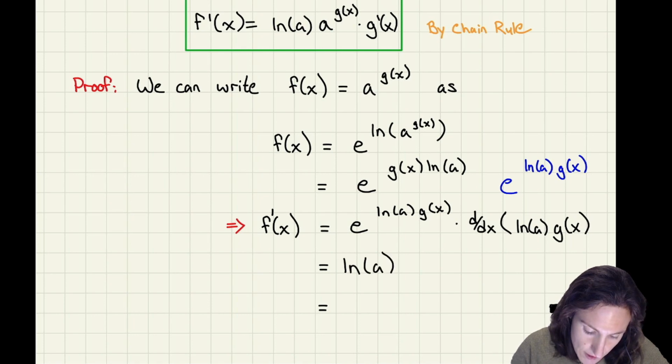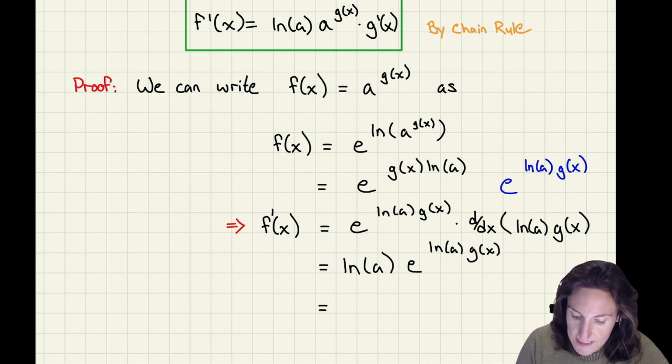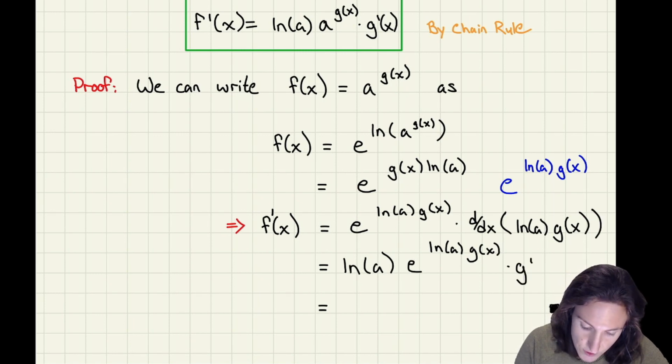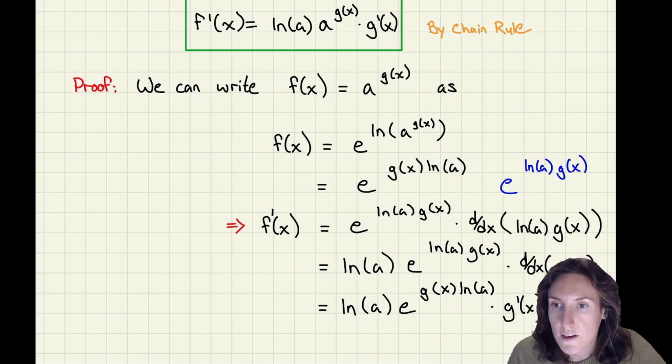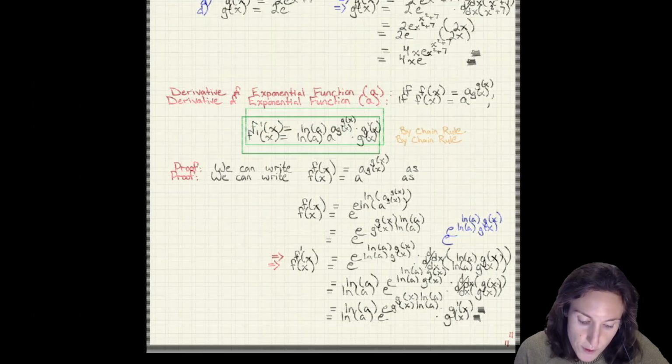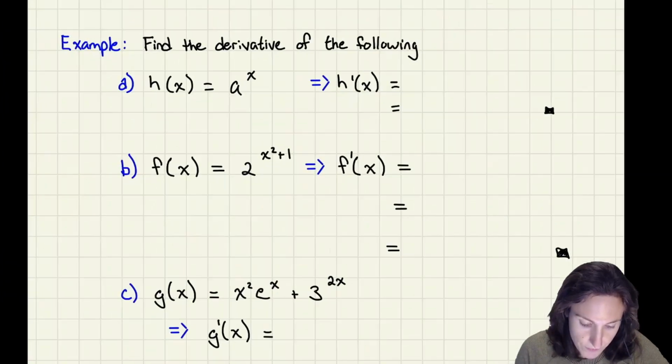Because this constant comes outside the derivative and all this is being multiplied together, I can just bring it directly to the front to get ln a, e to the ln a, g of x, and then d dx of g of x, well, that's just g prime of x. But I'll do an extra step here to just show that we took out that constant. All right. So then I get my ln a, e to the g of x, times g prime of x. Okay, so that's why that's true. That's the proof or the derivation of why that's the case.